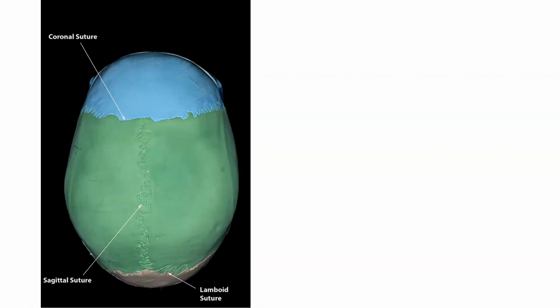Here's the superior view of the skull. And notice you see the frontal bone. Here are the two parietal bones. And there is a suture called the coronal suture. Well, corona, right? That really means crown. And then here is a sagittal suture. It connects the left and right sides of the skull. And here is a lambdoid suture, and it attaches the parietal bone to the occipital bone.